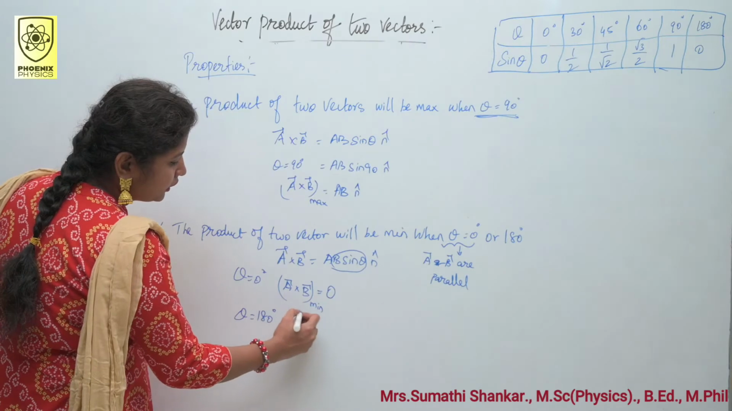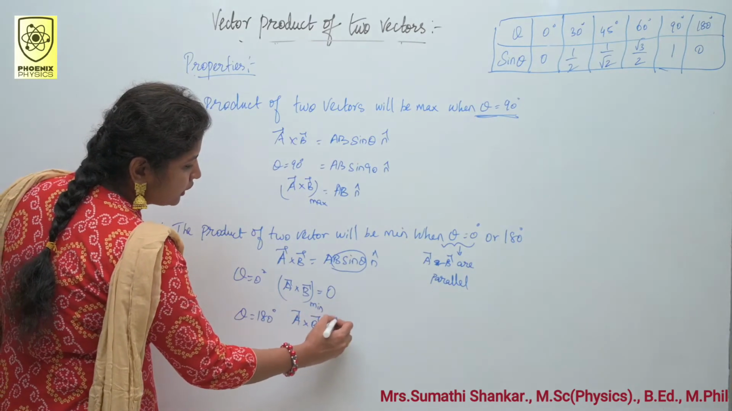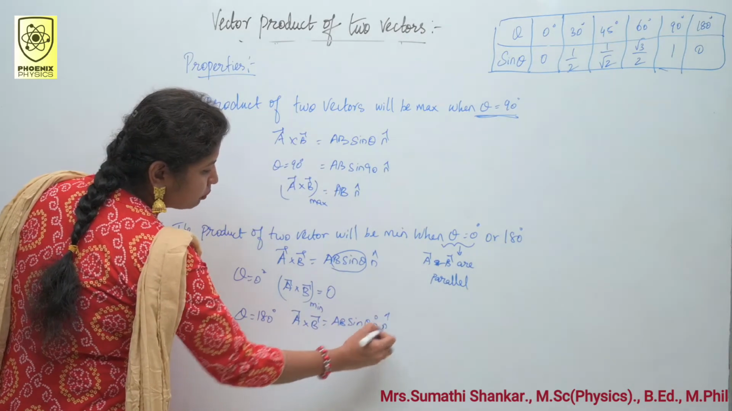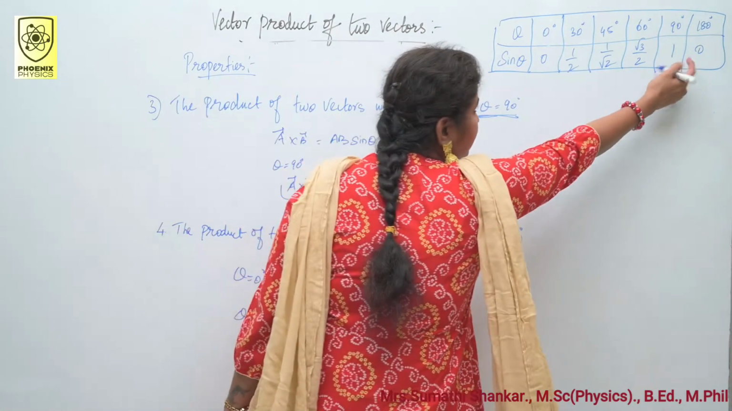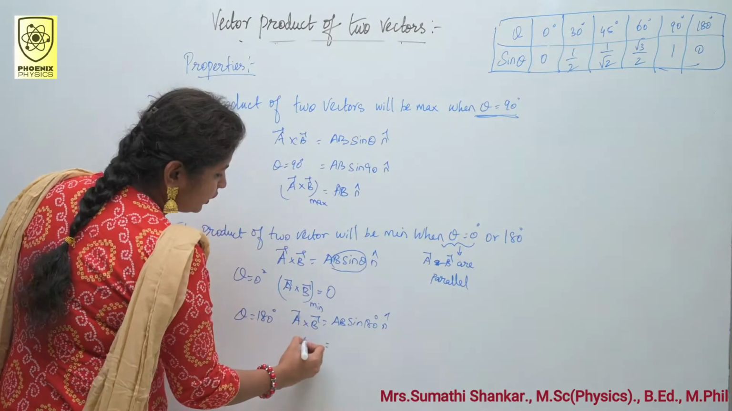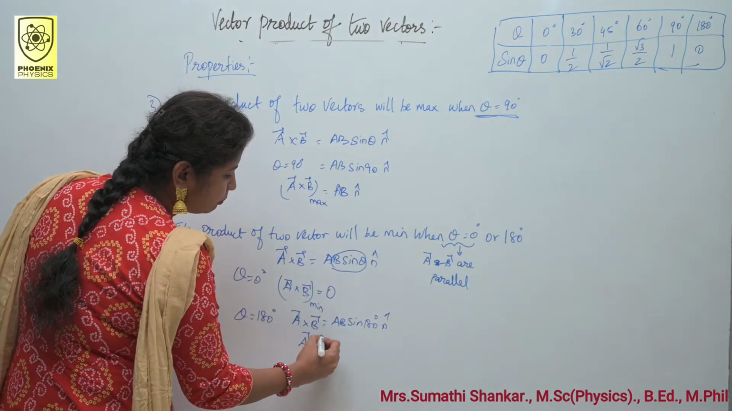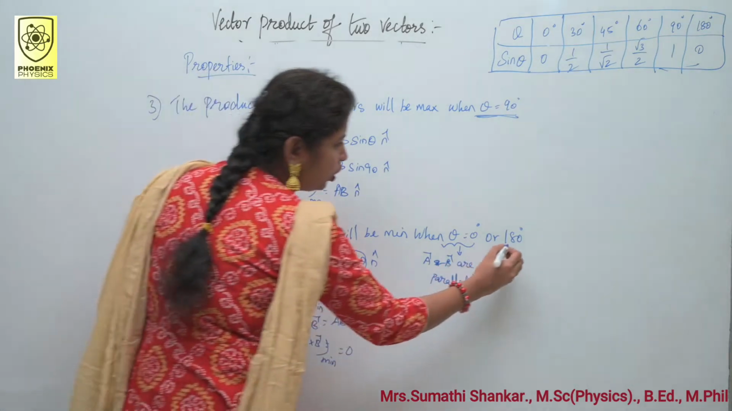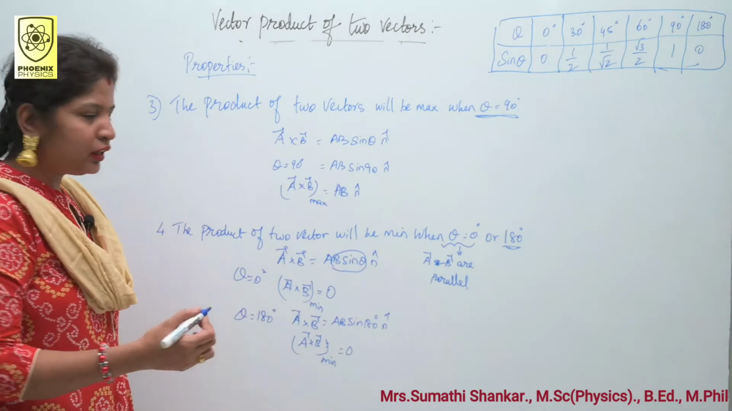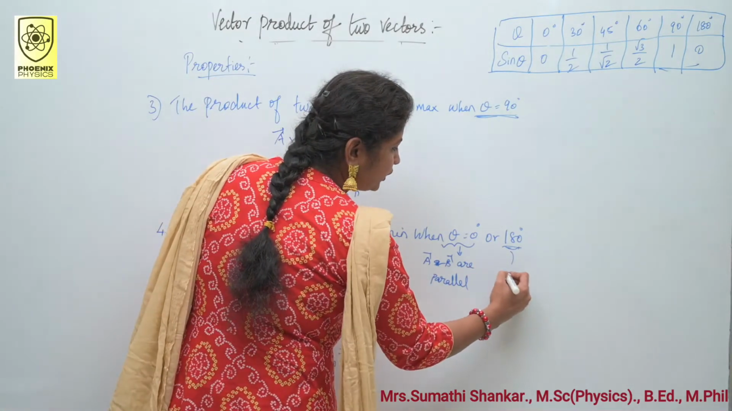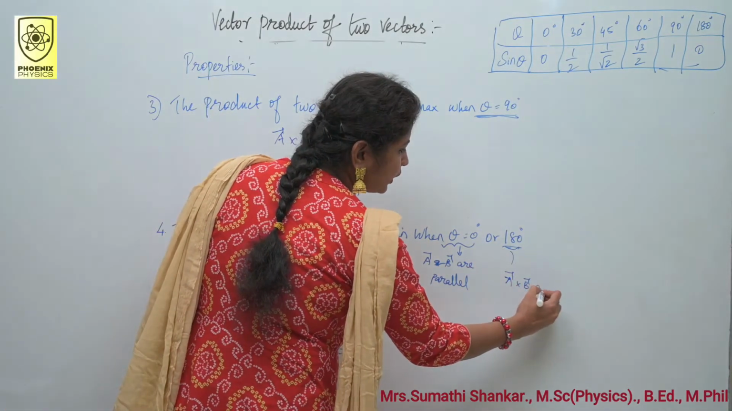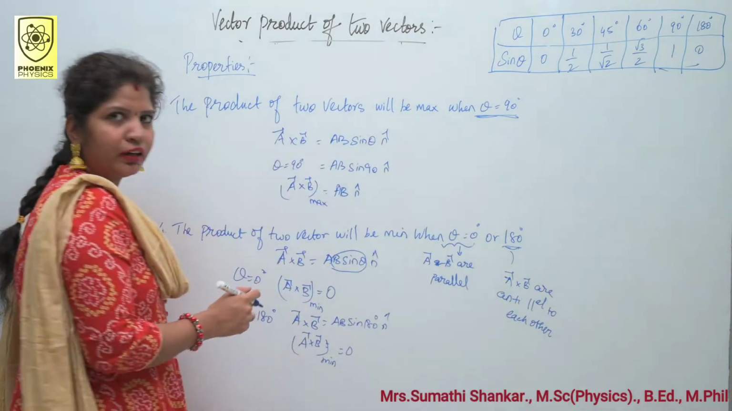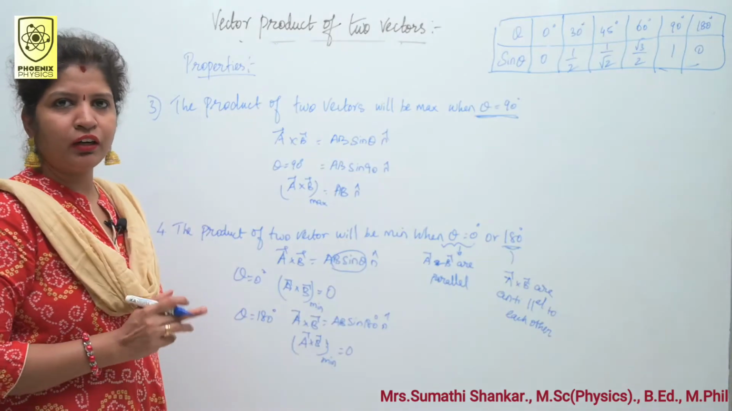Substitute theta is equal to 180 degree. Same formula, A cross B is equal to AB sine 180 degree into n cap. So what is sine 180 degree? 0. So A cross B will be minimum when theta is equal to 180 degree. What is the meaning? Here A vector and B vector are anti-parallel to each other. 0 degree means parallel, 180 degree means anti-parallel to each other.